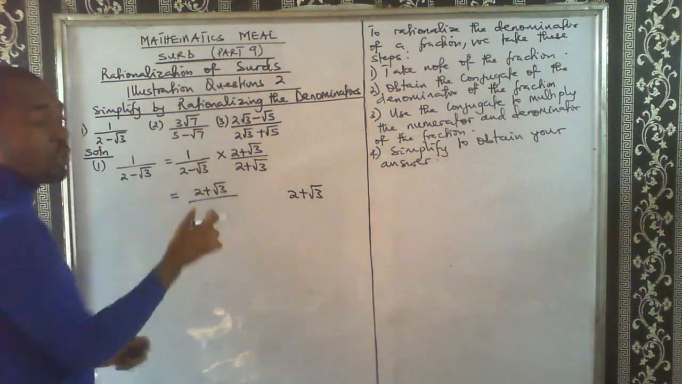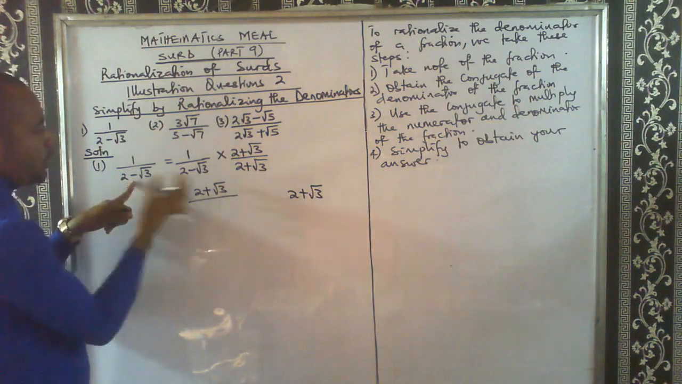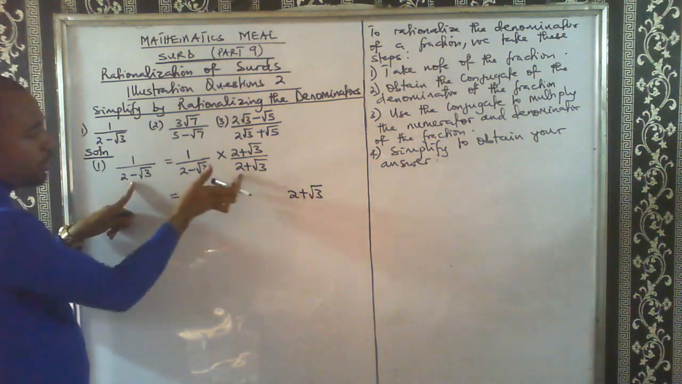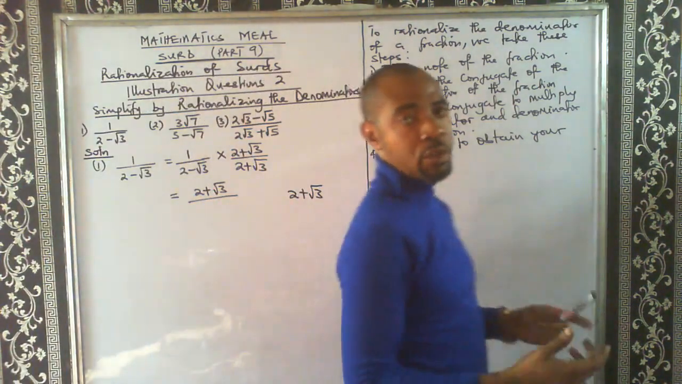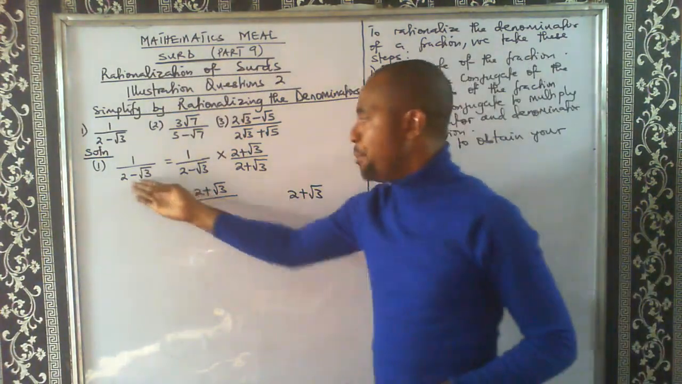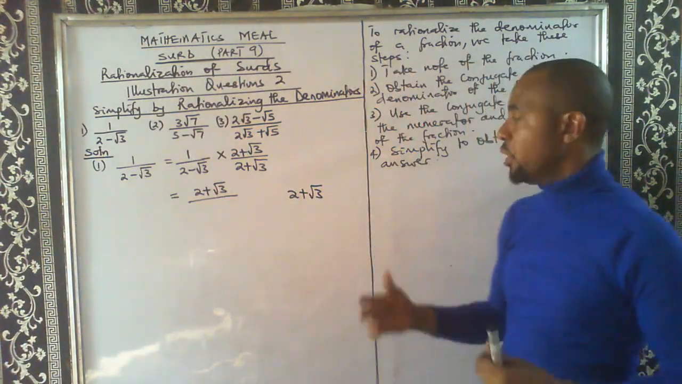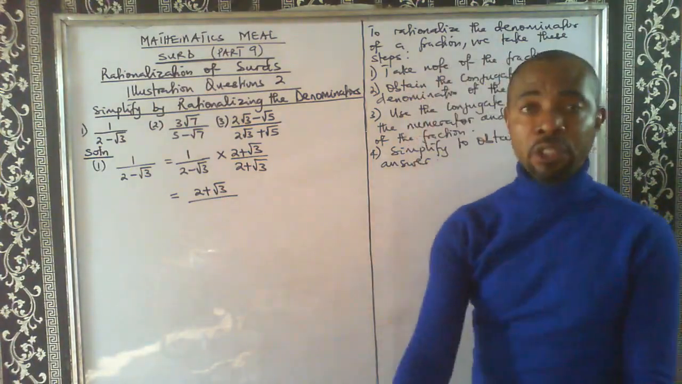These two salts are conjugates, you remember? This is the conjugate of this, and this is the conjugate of this. In part 8 of salt, I gave a rule for multiplying conjugates. When you want to multiply binomial conjugates, please don't stress yourself on the expansion or algebraic expansion.